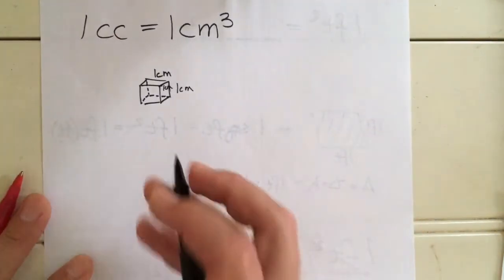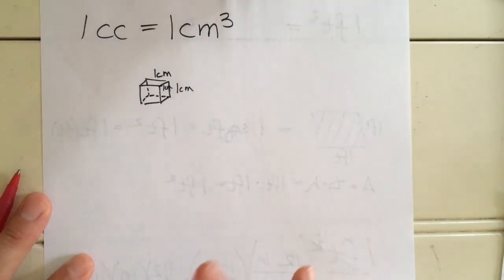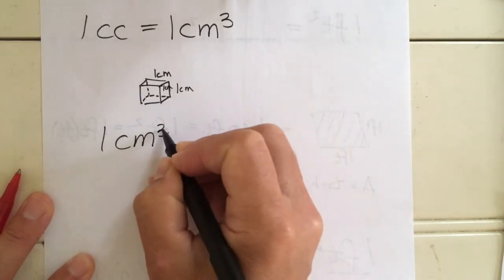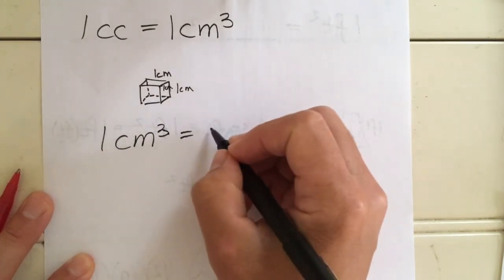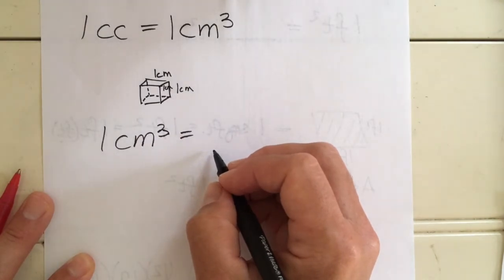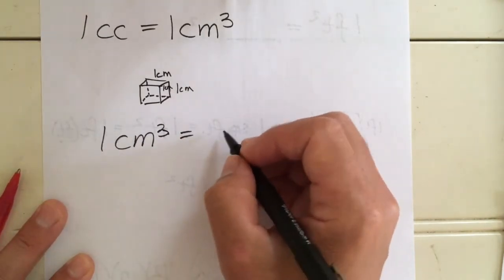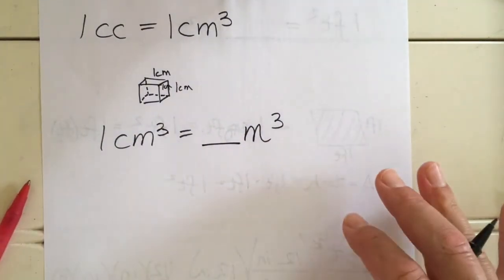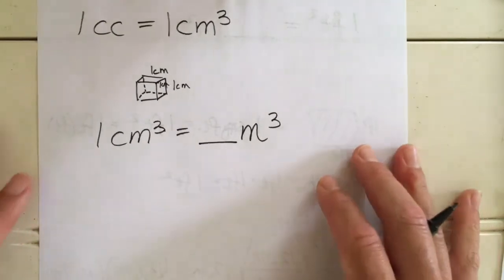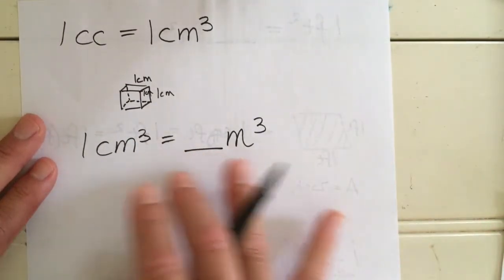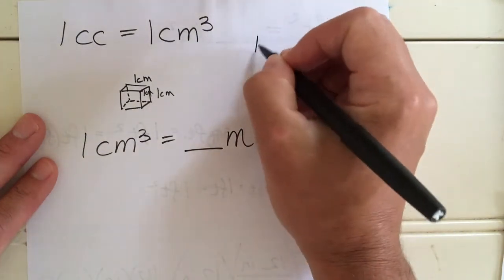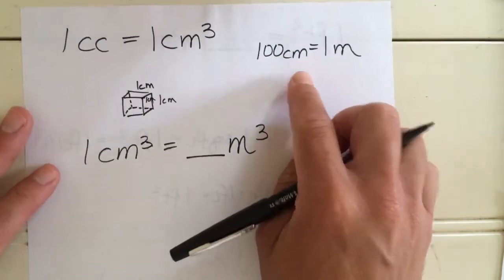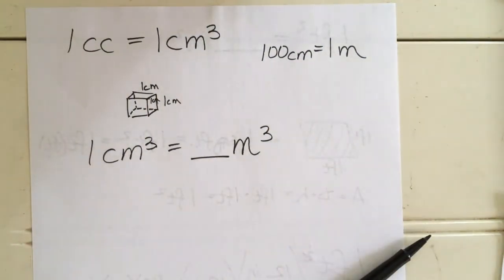So the question is, 1 cubic centimeter is equal to how many meters cubed? Let's give that a try. All right, so what's our conversion factor normally between centimeters and meters? Well, our equality is usually 100 centimeters is equal to 1 meter. And that really should go in long-term memory. That's something good to know.